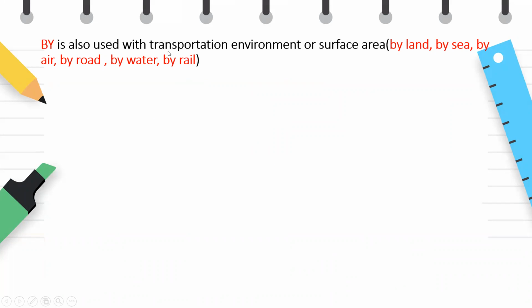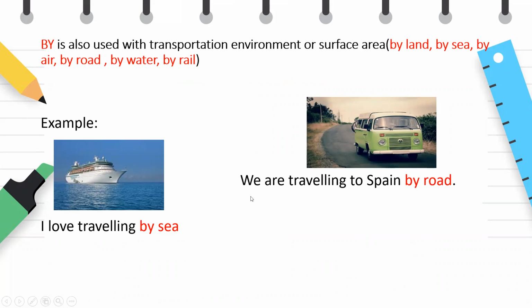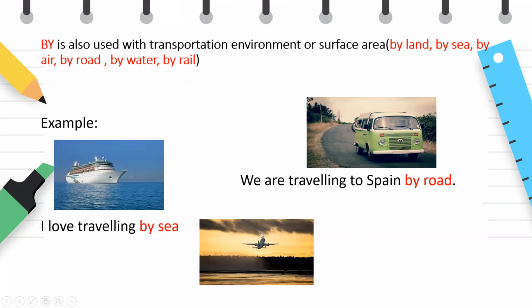By is also used with transportation environment or surface area. For example, by land, by sea, by air, by road, by water, by rail. Let's look at the examples. I love traveling by sea. Or we are traveling to Spain by road. We are going to go by air.